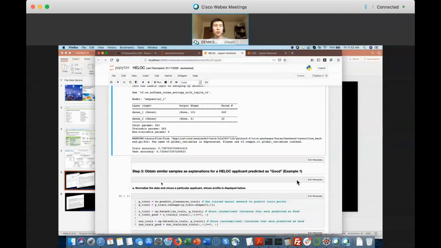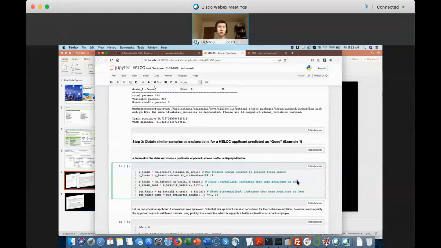Okay, so what are we going to do with this? We're going to look at a couple of applicants, so a couple of rows in the test set. This first example is someone who the model predicted as a good credit risk. Right, so the prototypes are going to be drawn from the training data, and in particular those training points that were also predicted as good. So these few lines of code are just extracting those training instances that were also predicted as good, so we can search through them.